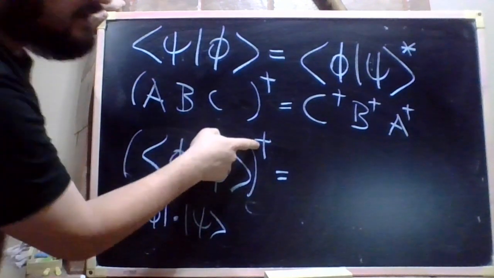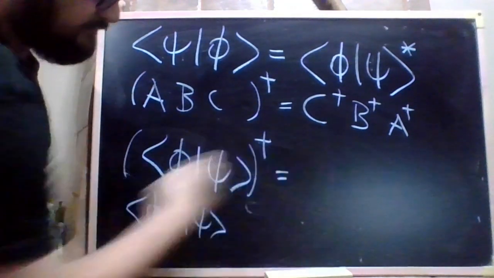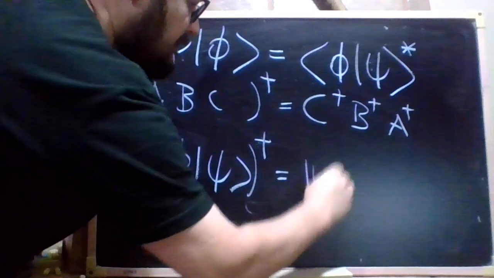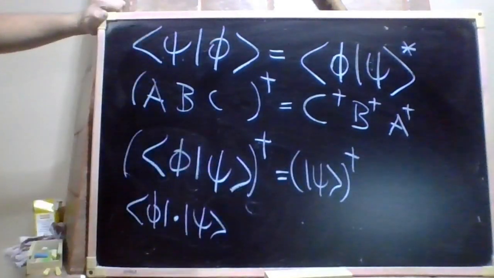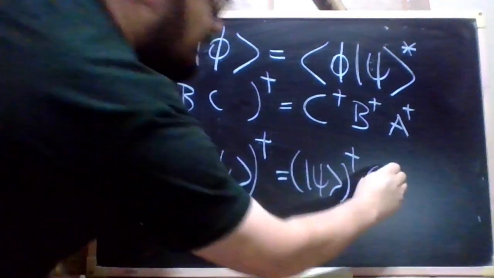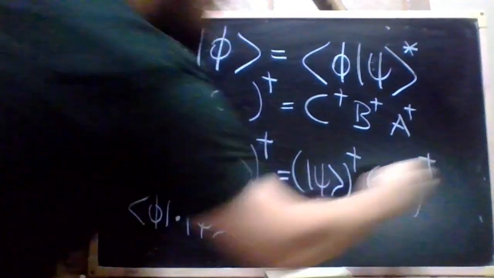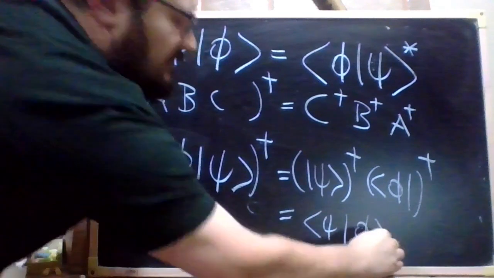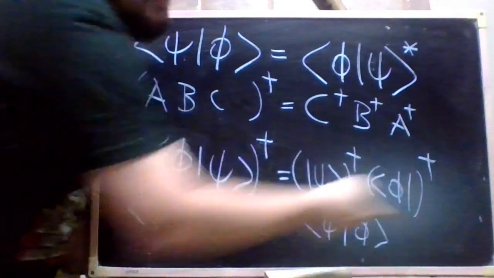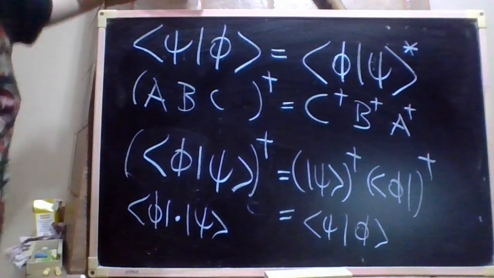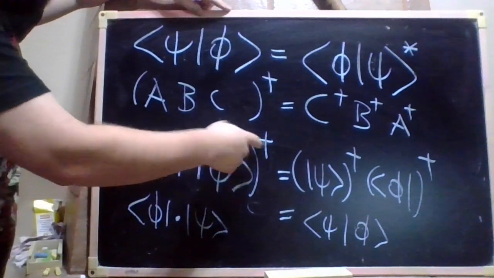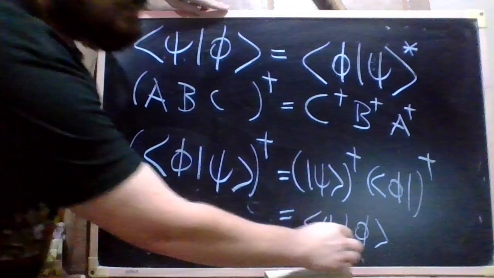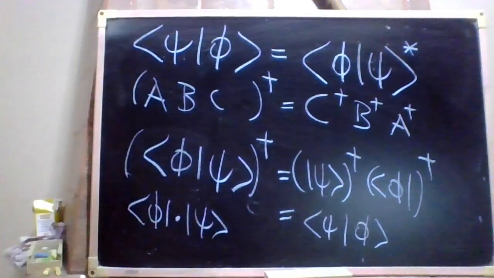And when you take the Hermitian conjugate, you need to reverse order. So you'll get the psi here, transpose conjugate, and you'll get the phi here, transpose conjugate, and this is the bra, this is the ket vector related to the objects psi and phi. So it is proven that the complex conjugate or the transpose conjugate of this object corresponds to the inner product in the reverse order. Okay, this is important to notice.